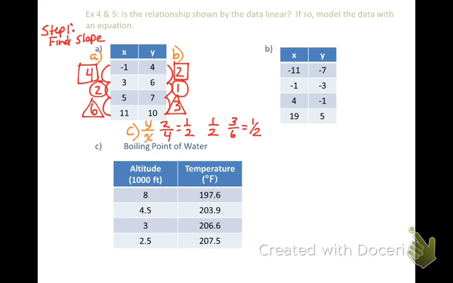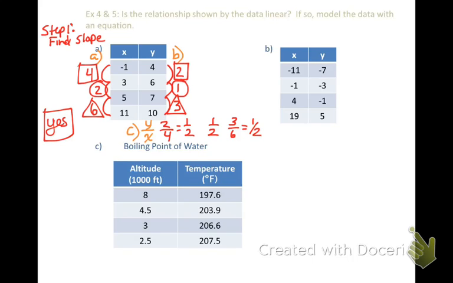So, yes, it is a linear equation. That's step 1. That's how you know. If the slopes are all equal to each other when you reduce, then yes, it's a linear equation.